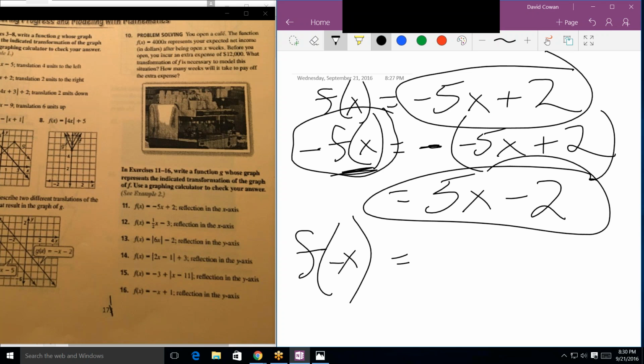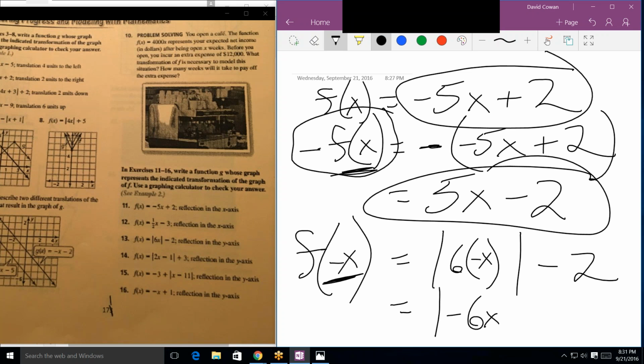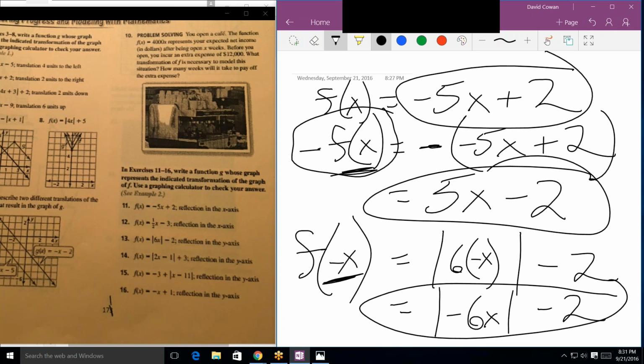No. Remember what we do. We take whatever's in the parentheses and we plug it in for x only. So it'd be absolute value of 6 times minus x. Yes, and write it like that. That way it's not confusing. In other words, it's absolutely clear what you've done if you do this. And then the minus 2 is on the outside. That's equal to the absolute value of minus 6x minus 2. So that's your answer.